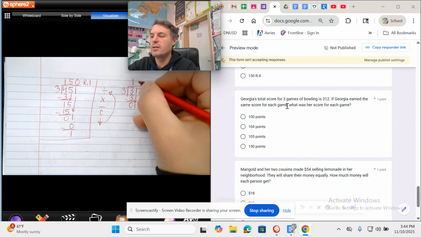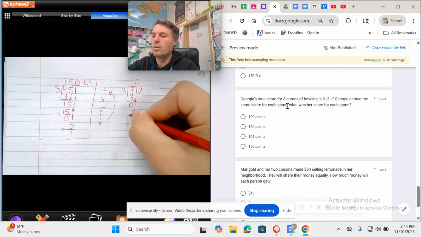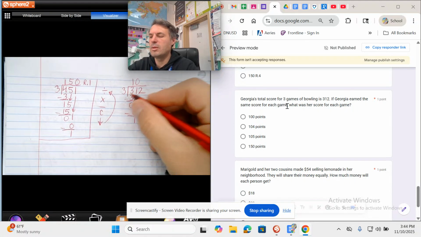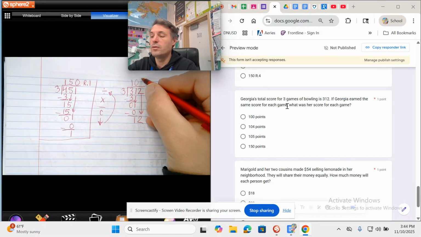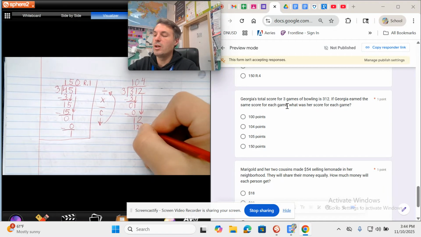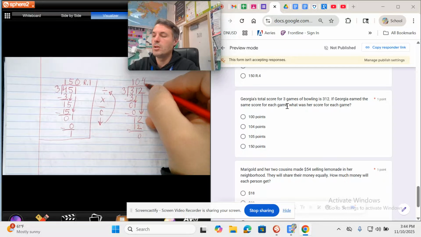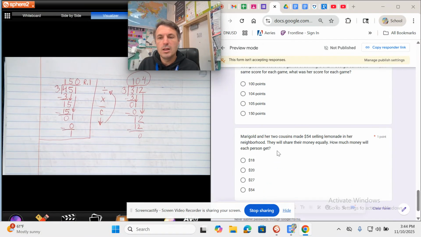Can 3 fit into 1? Yeah, 0 times. 0 times 3 is 0. 1 minus 0 is 1. Is 1 smaller than 3? Yes. Bring down the 2. 3 can fit into 12 4 times, because 3 times 4 is 12. 4 times 3 is 12, and 12 minus 12 is 0. So it's 104 points. So it's this answer right here.